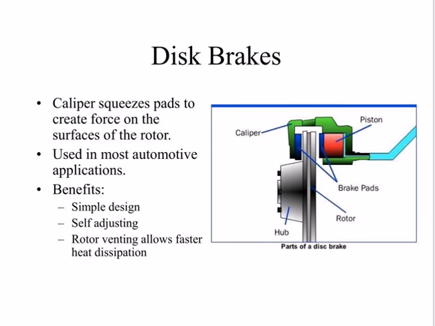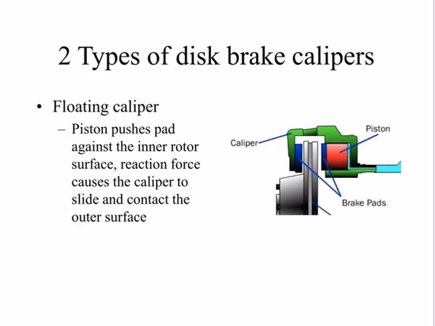I want us to go to the types of disc brake. The two types of disc brake caliper include the floating caliper. In this floating caliper, as you can see in the diagram, the piston pushes the pad against the inner rotor surface. Reaction force causes the caliper to slide and contact the outer surface.